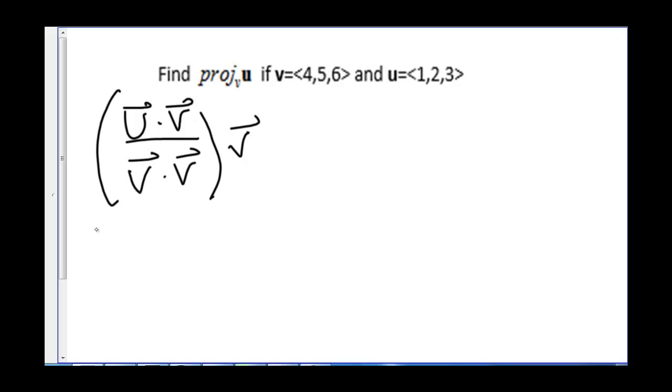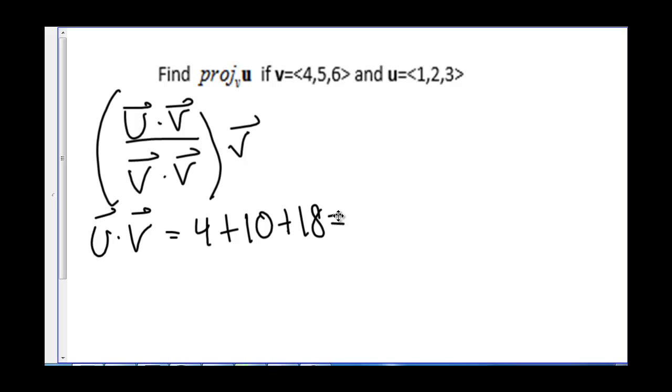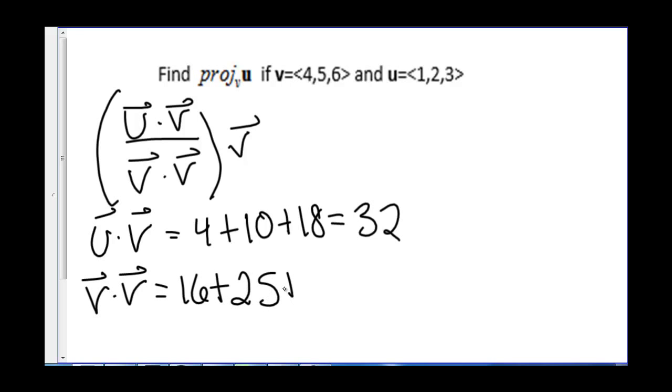So first we need to find u dot v. So u dot v is 1 times 4 plus 2 times 5 plus 3 times 6, which gives us 32. Then we need to find v dot v, which is 4 times 4 is 16, 5 times 5 is 25, 6 times 6 is 36. So we get 50, 60, 79.